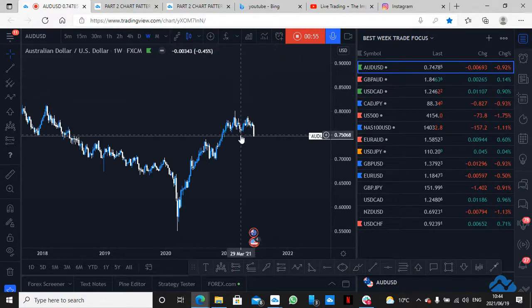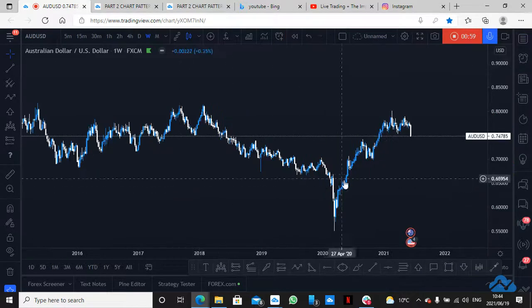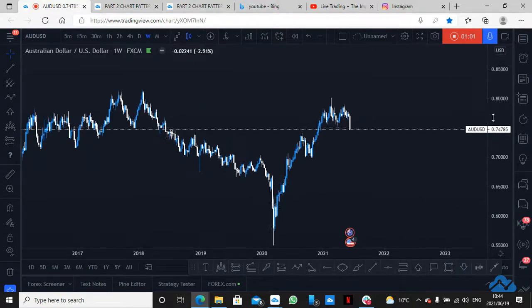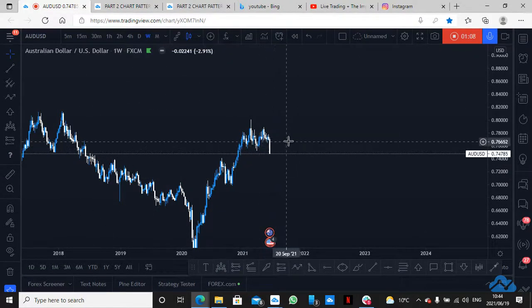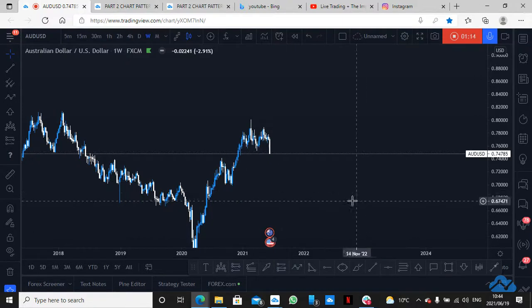Okay, guys. So we are now on a weekly chart. Okay, so we are on Aussie dollar. We're gonna just make this screen much bigger. We are on Aussie dollar on a weekly chart, guys. So look at how bearish we closed, guys. This is a very strong bearish candle and we closed in that manner.